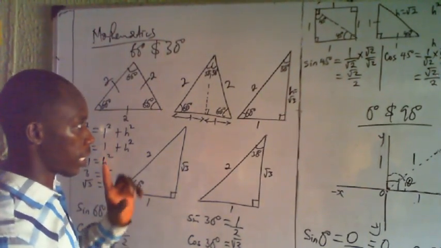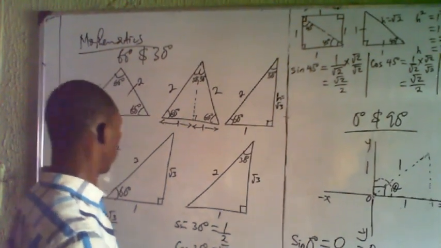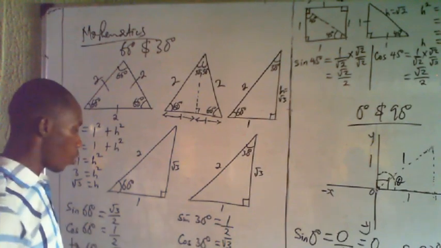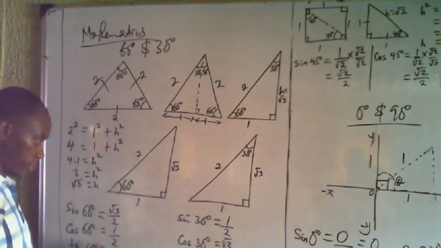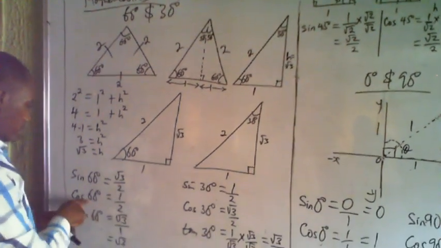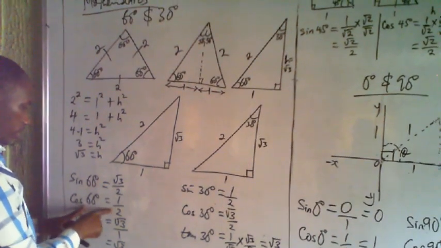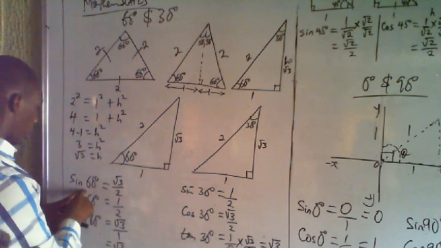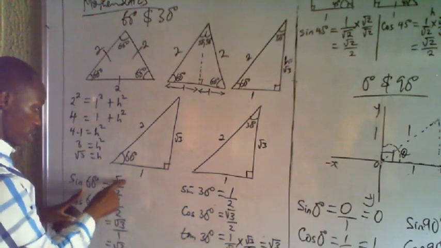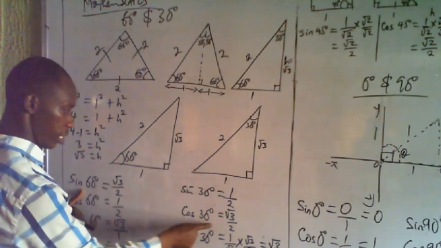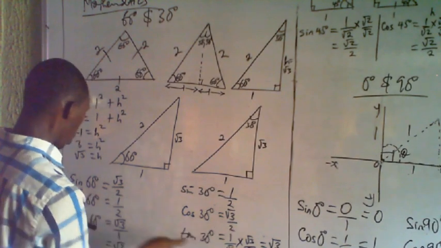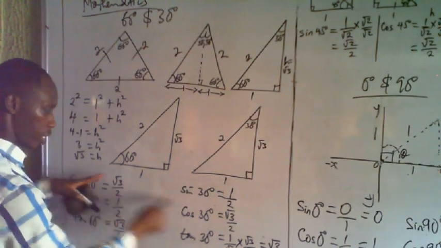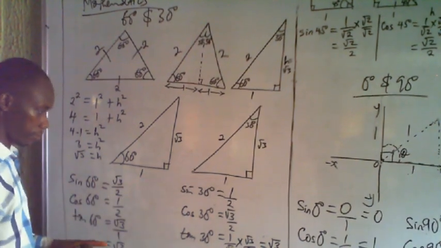But before that, take note that sine 30 degrees will give you what cos 60 degrees will give you. Observe, cos 60 degrees is 1 over 2, sine 30 degrees is 1 over 2, sine 60 degrees is root 3 over 2, cos 30 degrees is root 3 over 2. If I draw a line to connect these, you will see they give us the same values.